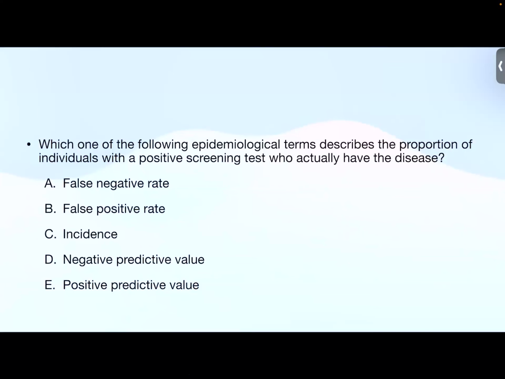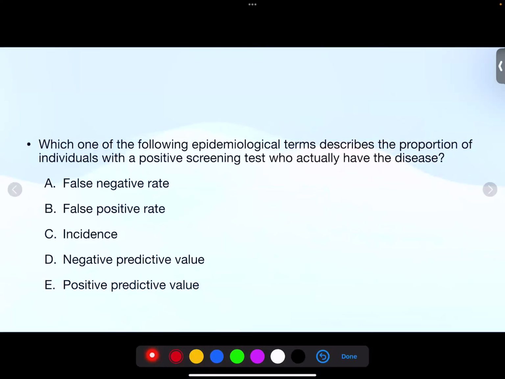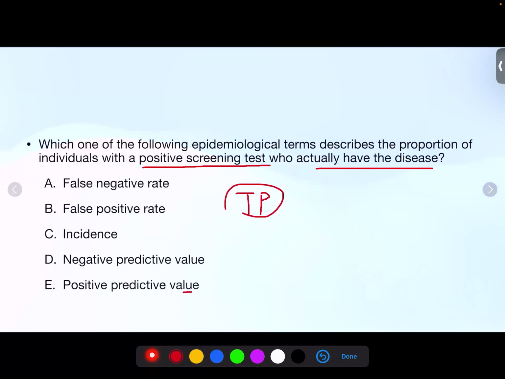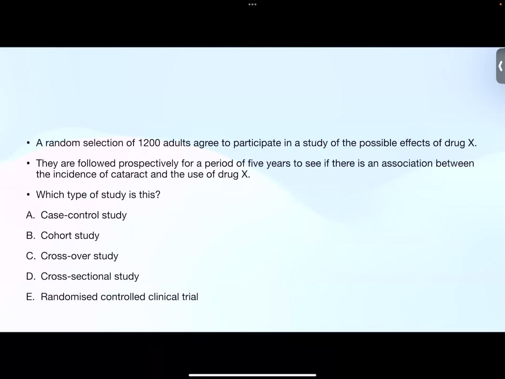Which of the following terms describes the proportion of individuals with a positive screening test who actually have the disease? The proportion of individuals with a positive screening test, again your true positives. So this is the positive predictive value.